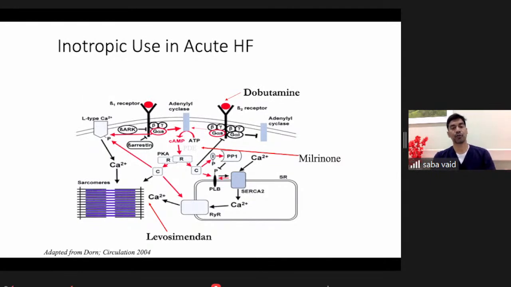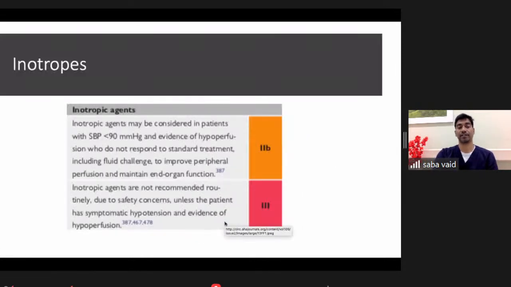And for those patients who are already on beta blockers, dobutamine might not work very well. Levosimendan has a completely different mechanism of action. So in these patients, levosimendan is a preferred drug. A lot of our cardiac patients, when they come in with failure, are already on beta blockers. So at this point, levosimendan might be a good choice. So they have their own advantages and disadvantages.